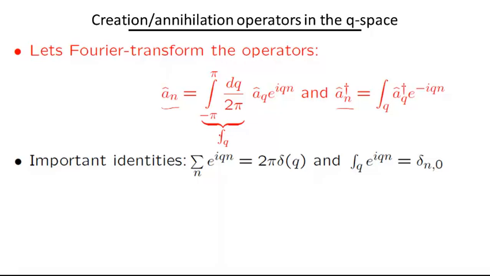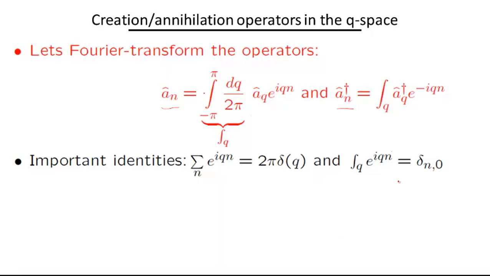In any case, I'll be using this symbol here, the integral with the subscript q, to label all the terms that I have here. In these notations, for example, the Fourier transform of the creation operator is presented here. It can be obtained from this one simply by conjugating both sides. That's why I have a minus sign here as opposed to a plus sign here.